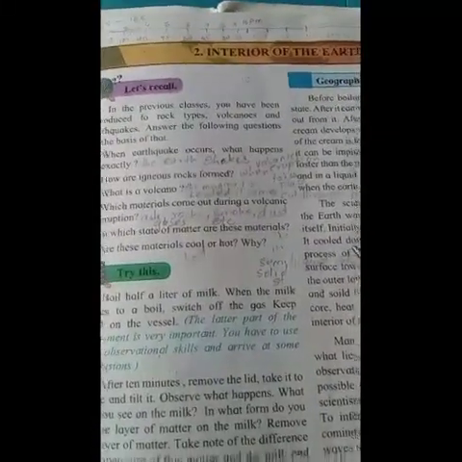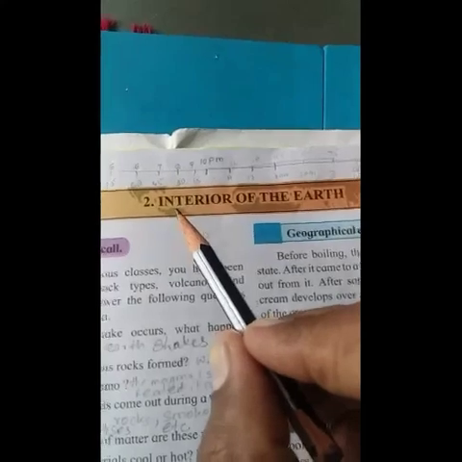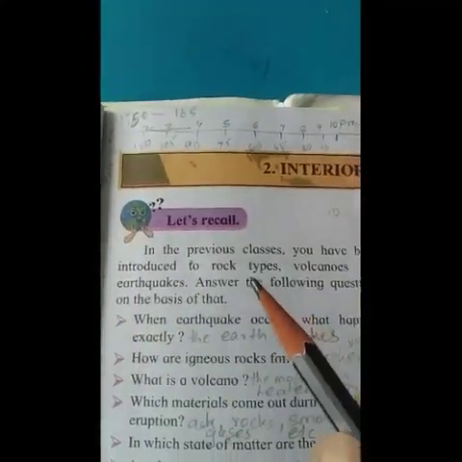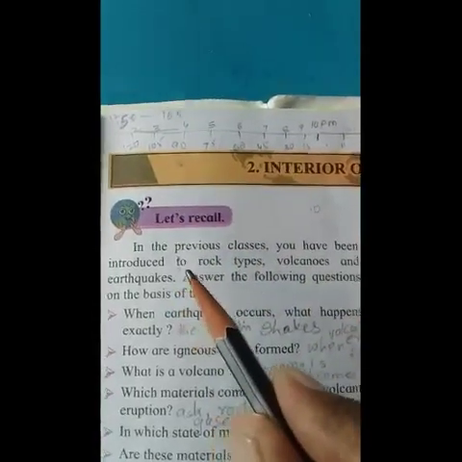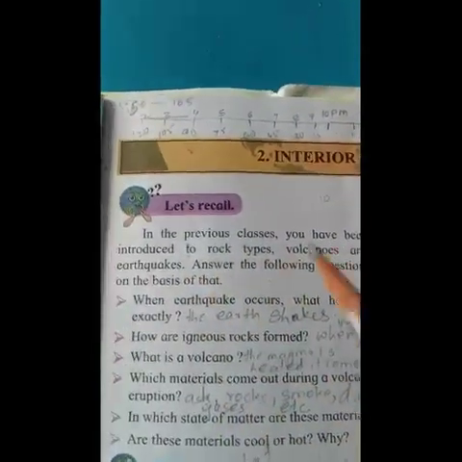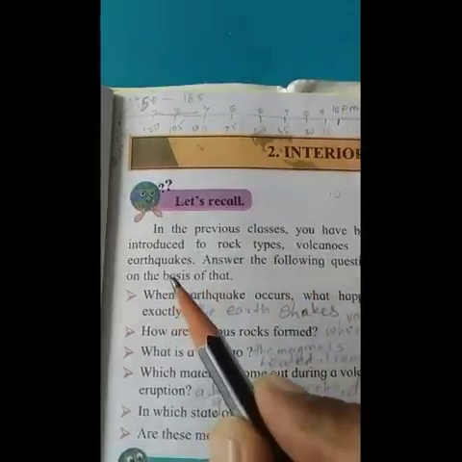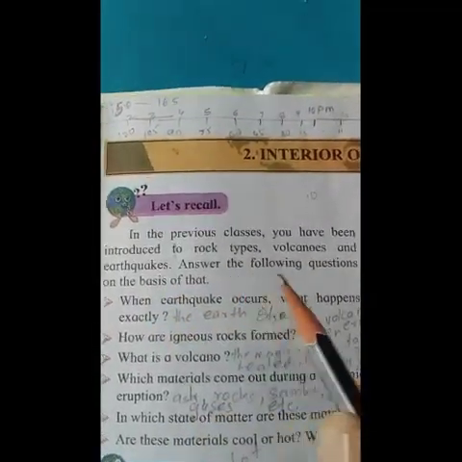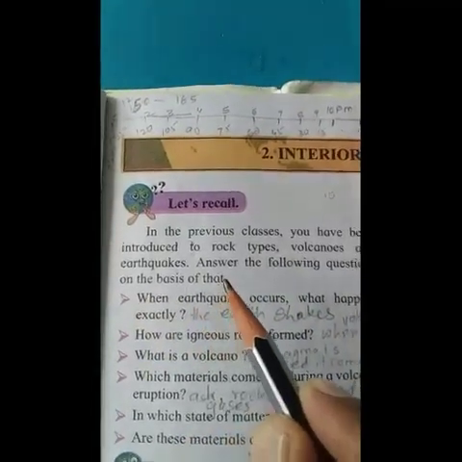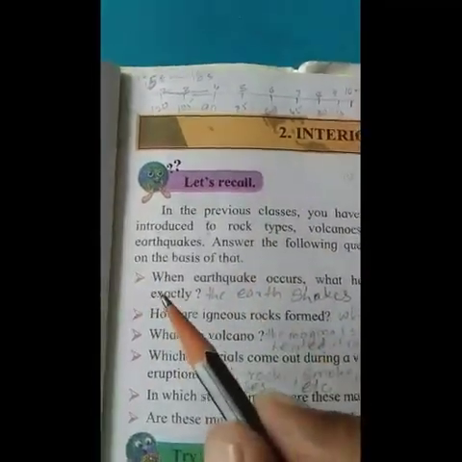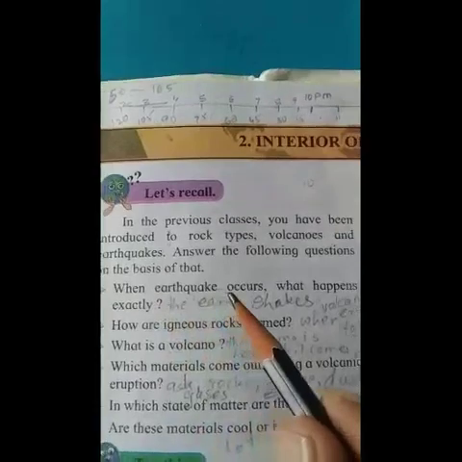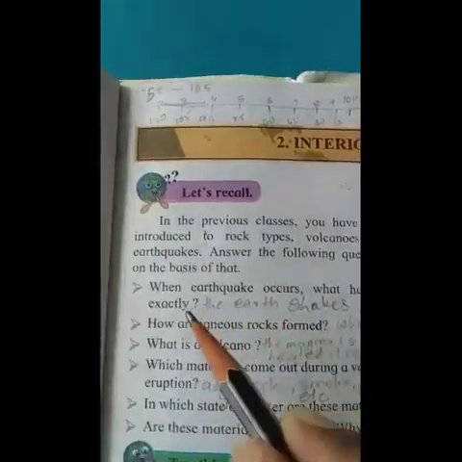And now take out your textbooks and turn to page number 9. Let us begin. Interior of the Earth. Let us recall. In the previous classes, you have been introduced to rock types, volcanoes and earthquakes. Answer the following questions on the basis of that. First question. When an earthquake occurs, what happens exactly?